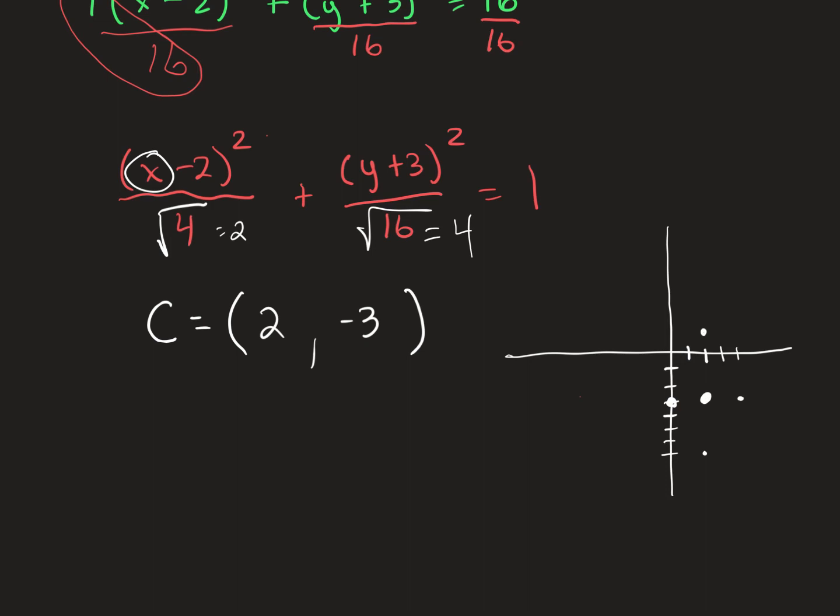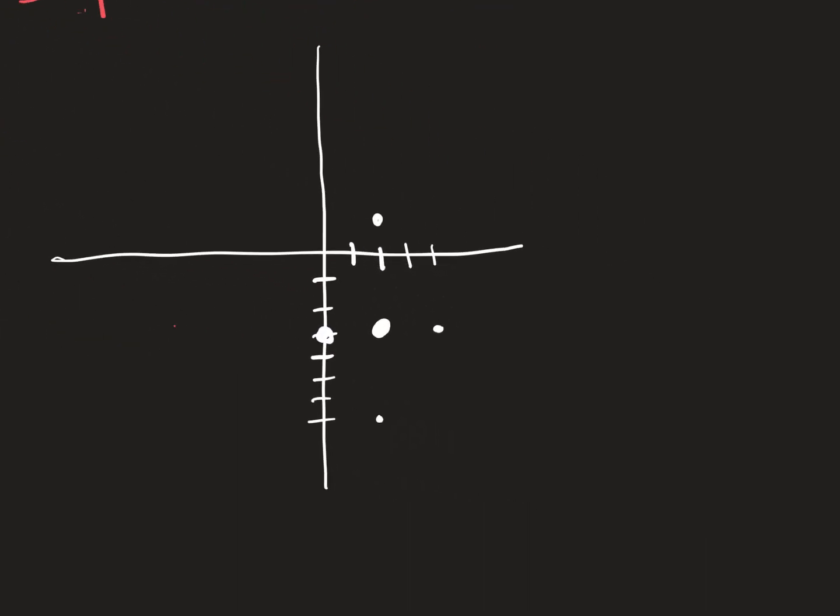So let's draw this thing out. It's kind of hard to draw on the iPad here, but I want you to see the ellipse would look something like this. So when you're drawing an ellipse, you need to know where the center is.